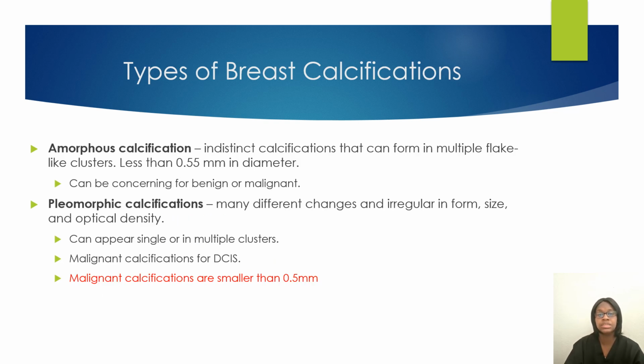Amorphous calcification is going to be less than 0.55 millimeters in diameter. It can be concerning for benign or malignant. Your pleomorphic calcification is going to have many different changes and be irregular in form, size, and optical density. It can appear single or in multiple clusters. Your malignant calcifications for DCIS are smaller than 0.55 millimeters.